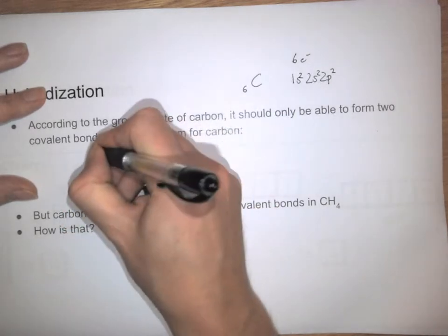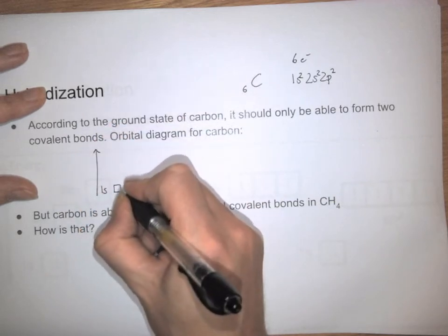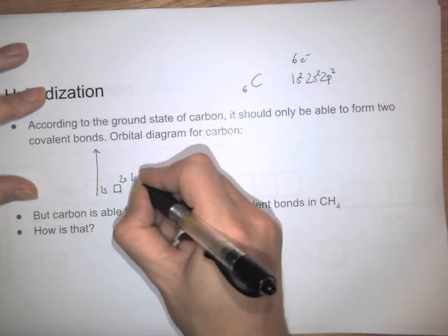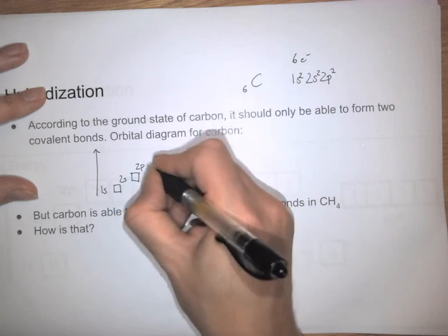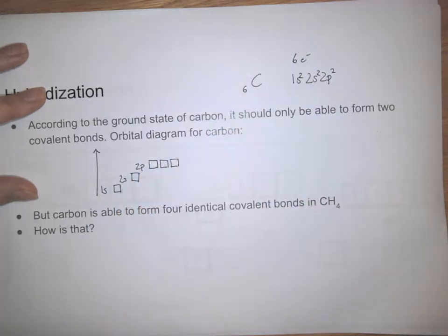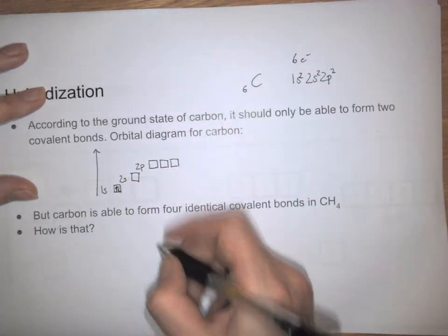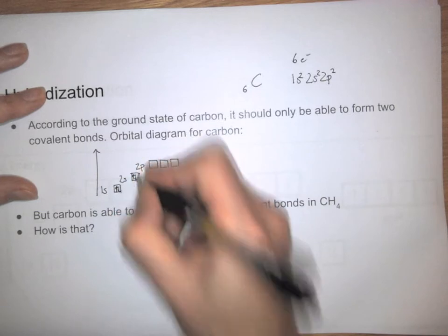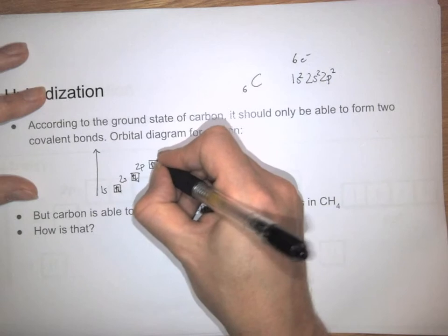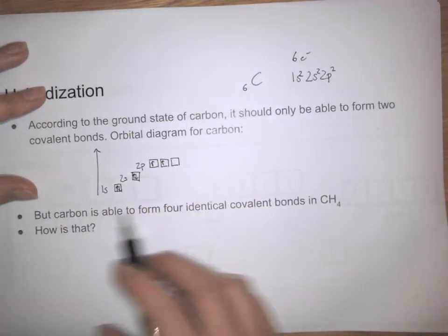If we draw the orbital diagram, here is the energy level, and we have 1s that contains 1 orbital. We have 2s that contains 1 orbital, and then we have 2p that contains 3 orbitals. Then there are 2 electrons in 1s, 2 electrons in 2s, and then we have 2 parallel spin electrons in 2p. So we have 1 electron like this and 1 like that. This is the ground state for carbon.